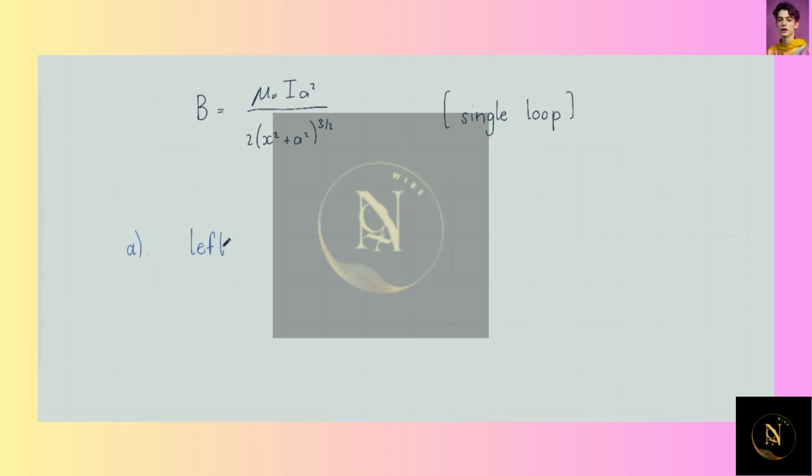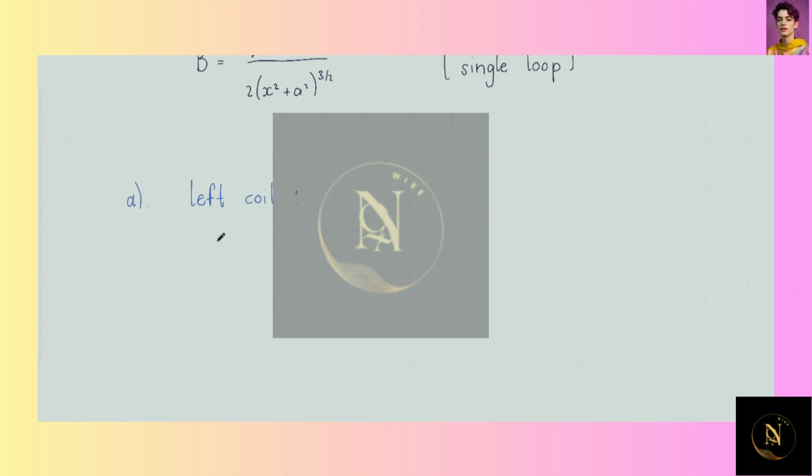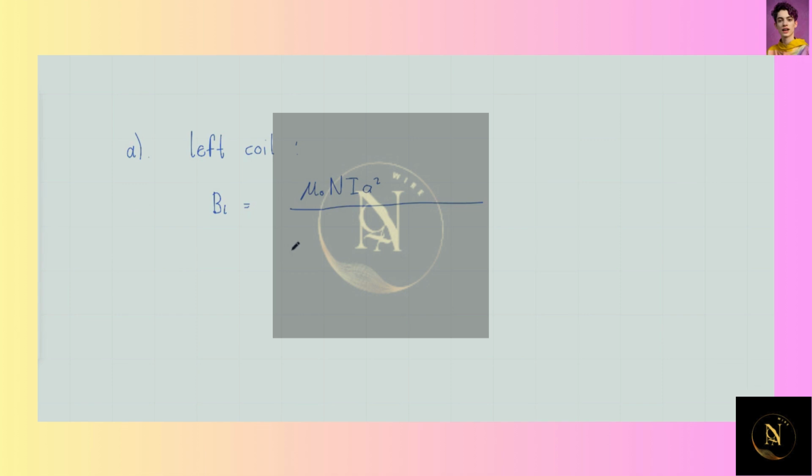So for the left coil, this value for x is actually x plus a over 2. And so the magnetic field due to the left coil, B_L, we'll call it, is equal to mu naught times N times I a squared divided by 2 into (x plus a over 2) all squared plus a squared, to the power 3 over 2.